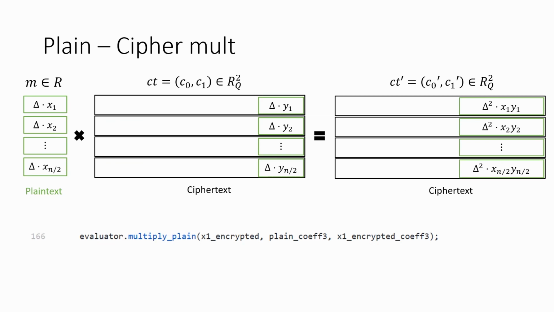And the CKKS scheme supports addition and multiplication between plaintext and ciphertext, or ciphertext and ciphertext. First of all, the multiplication between plain and cipher returns a ciphertext of the same black box size, which includes the product of these green plaintext blocks inside of it. So you can just compute the multiplication between plaintexts inside of this black box.